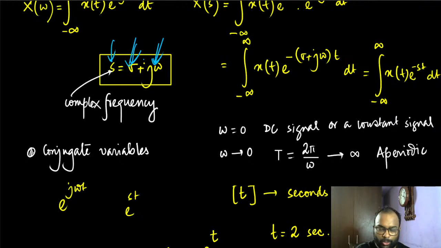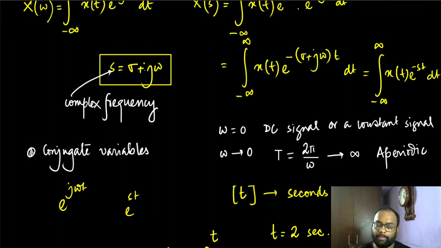J omega is also a conjugate variable if omega is a conjugate variable. So both of them individually, sigma and omega, are conjugate variables to t. With respect to t, both sigma and omega are conjugate variables. And since s is a sum of those two, this is also a conjugate variable, but not in the straightforward way you might think.